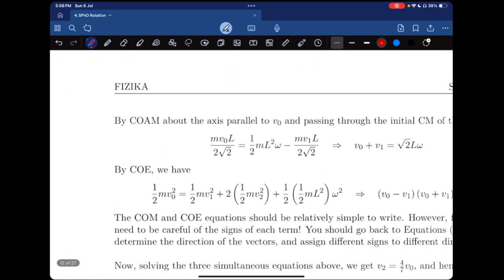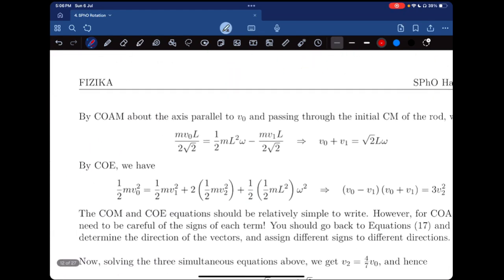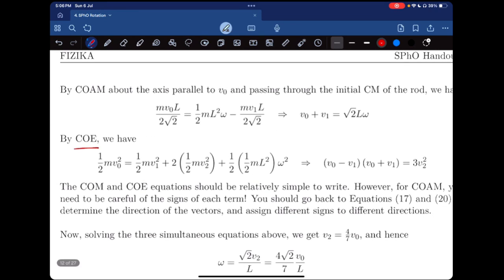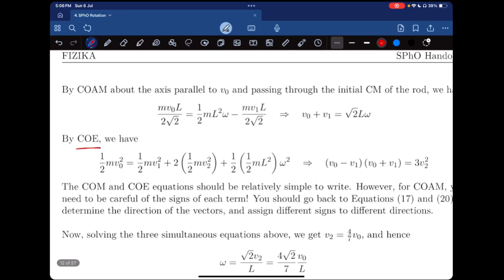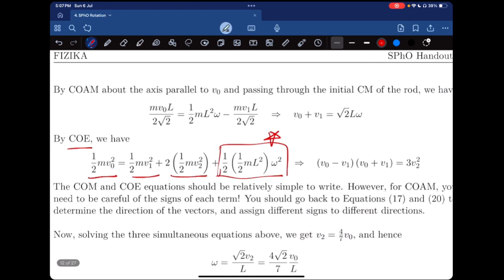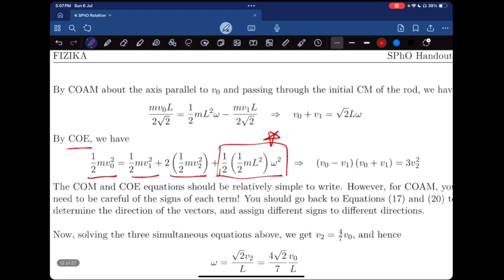Now the next equation that's the next easiest to write is COE actually. For COE, it's literally just dealing with a whole bunch of kinetic energies, translational and rotational. So don't miss this out. But provided that you remember not to miss this out, this also becomes quite easy to write because you're just dealing with the squares of the velocities. So there's not much to consider.